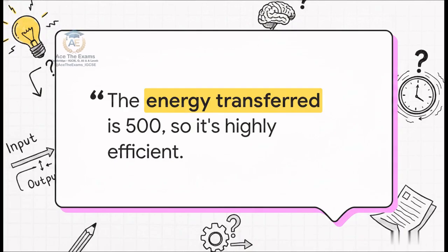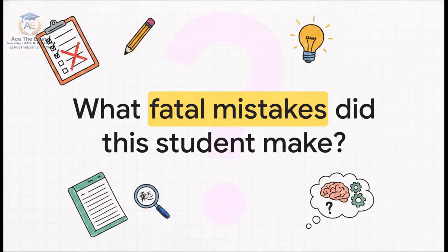Okay, let's put this to the test with a practical challenge. Take a look at this genuine, totally flawed student answer for an energy efficiency question. They wrote, the energy transferred is 500, so it's highly efficient. You see this all the time when students are rushing to finish the paper. All right, act as the examiner right now. Take a few seconds. What are the fatal mistakes here? Run it through our 4-step framework.